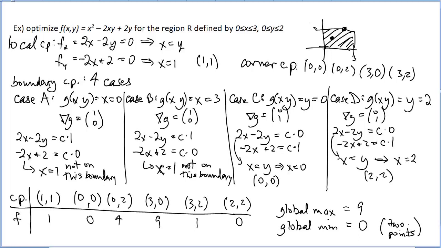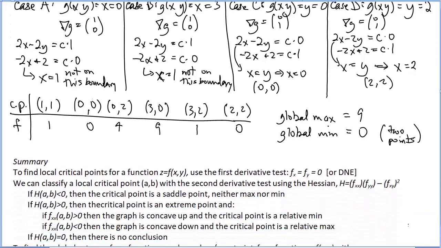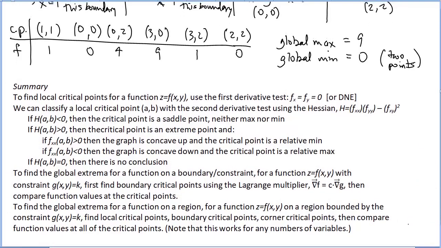And of course, we've done 3 examples of this. So let's just do a summary of everything that we know about optimization in all cases. So let's take a look. Okay, so first, for a function, we can find local critical points using the first derivative test. That just says that all partial derivatives, in this case df dx and df dy, must be 0 or dne. Now, if we have a local critical point, we can classify it with the second derivative test using the Hessian.